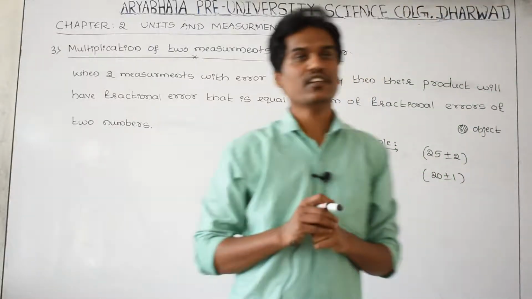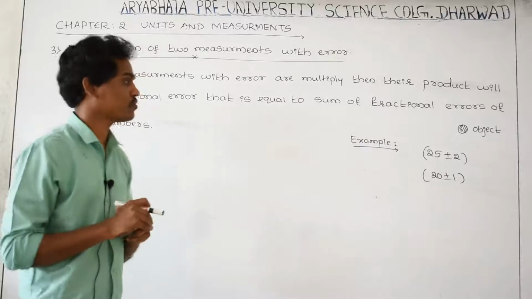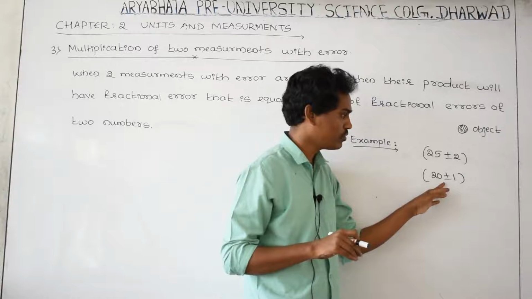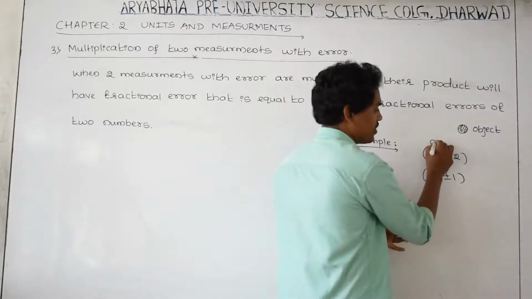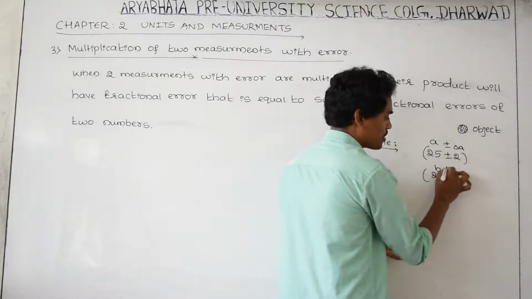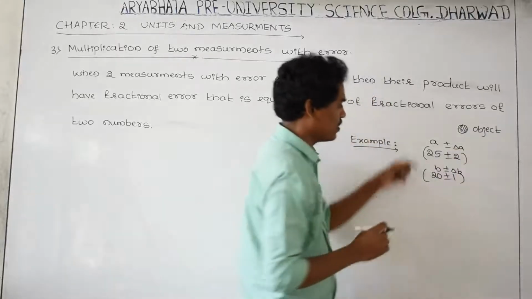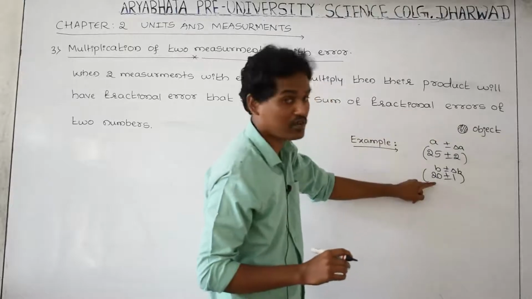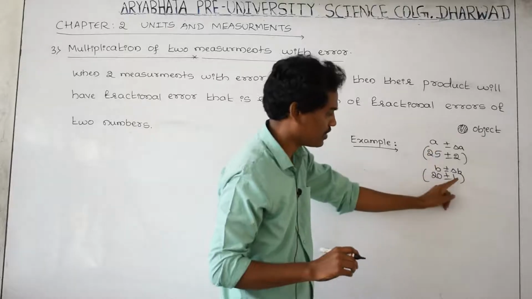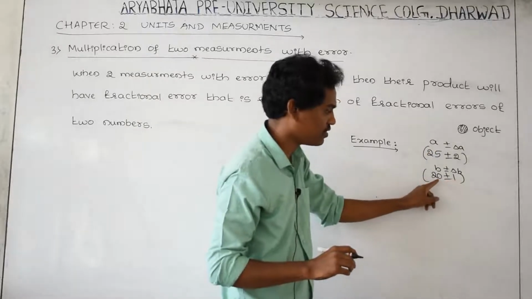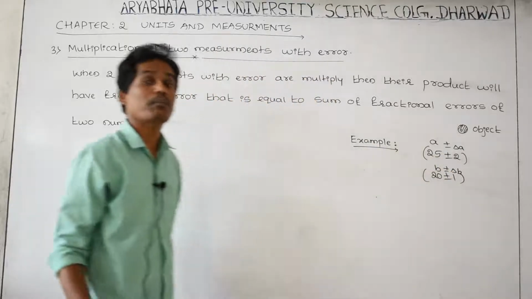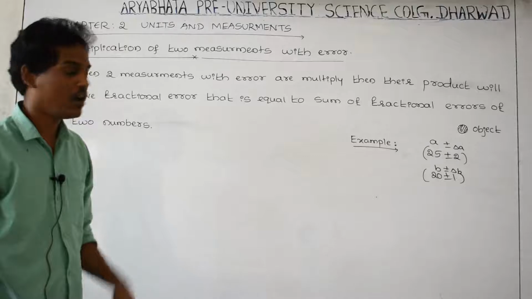Next we can see how to multiply two errors. Let us take this one measured value and this another measured value. Let us take this as A plus or minus delta A, and this as B plus or minus delta B. This is one measured value, this is another measured value, and this is the error present in the measured value A, and delta B is the error in the measured value B. If you multiply these two measurements which have errors, how to do this?